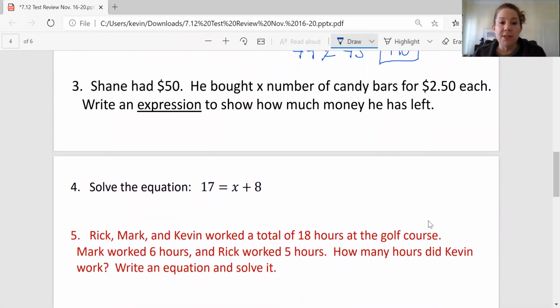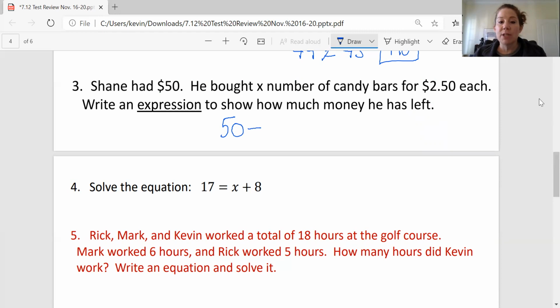Number 3, Shane had $50. He bought X number of candy bars for $2.50 each. Write an expression to show how much money he has left. All right, so an expression does not have an equal sign. Let's see, Shane started out with $50, right? And if you spend money, are you adding to how much you have, or taking away from how much you have? Well, he spent, so we're going to subtract.